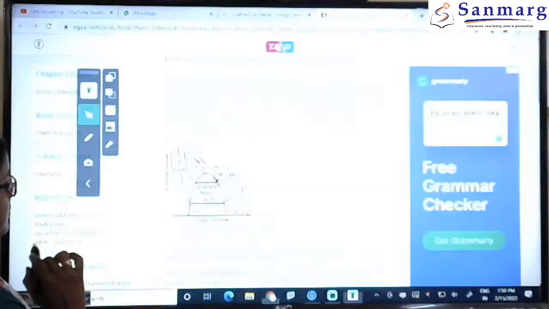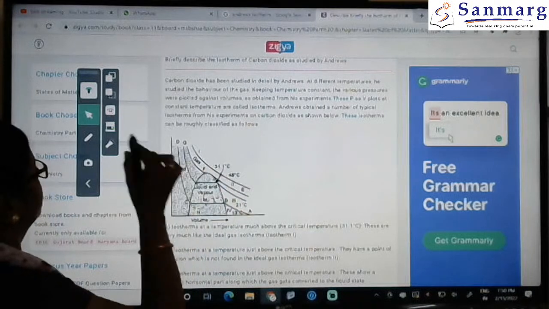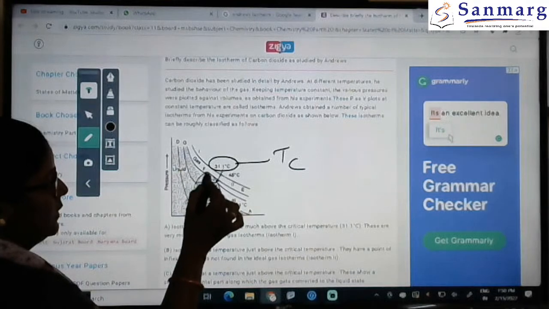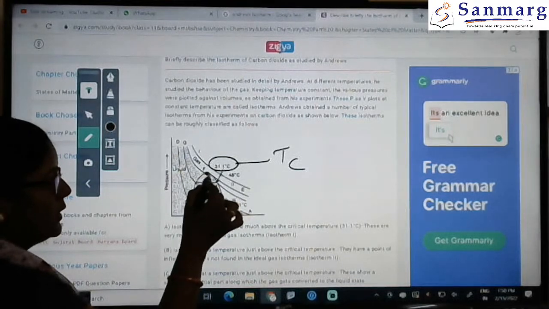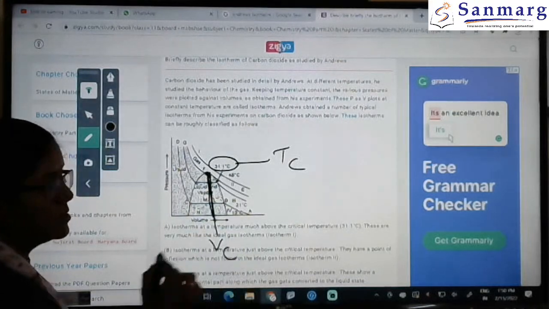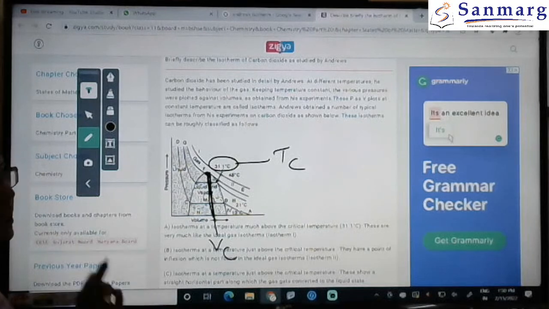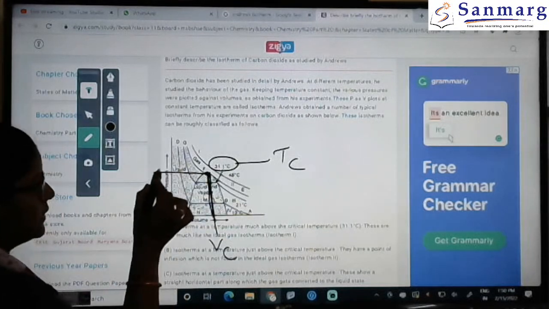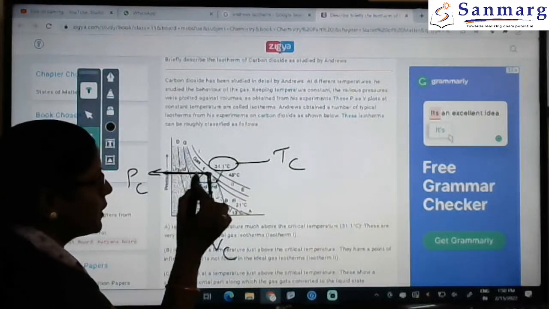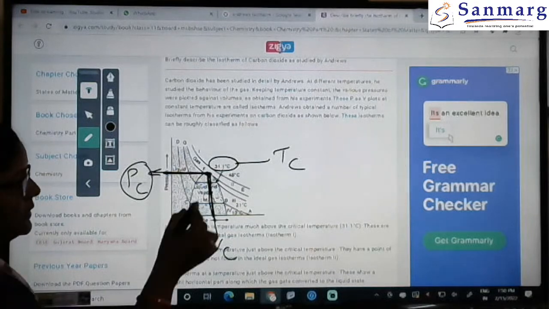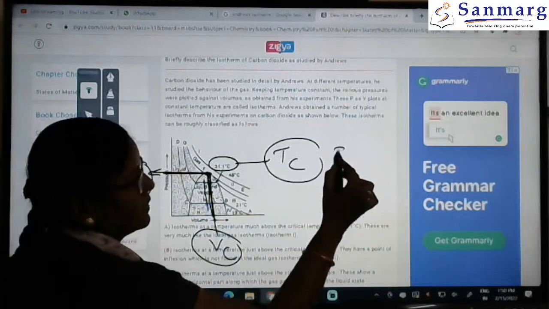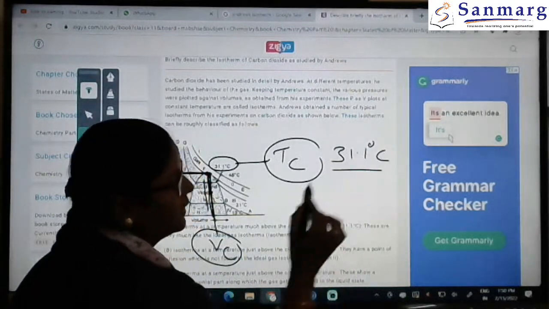See here, like this. At the E point, this is the critical temperature. Exactly at this point, what is the volume here? This volume is called Vc, the critical volume. At the E point, the pressure is called the critical pressure. The volume here is the critical volume. And the temperature? 31 degrees Celsius, the critical temperature.